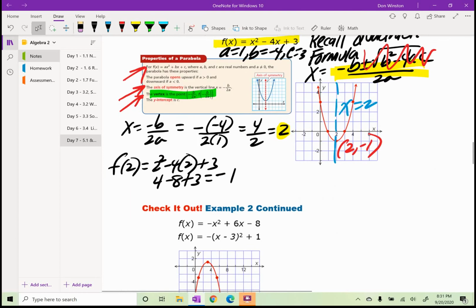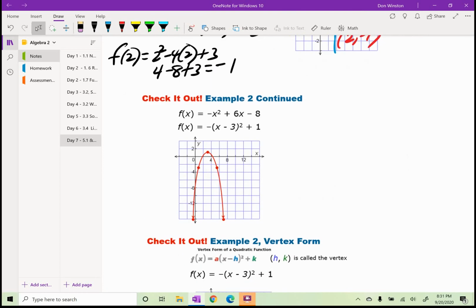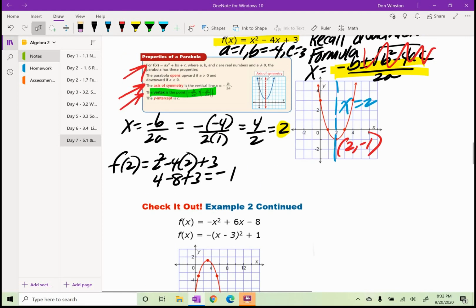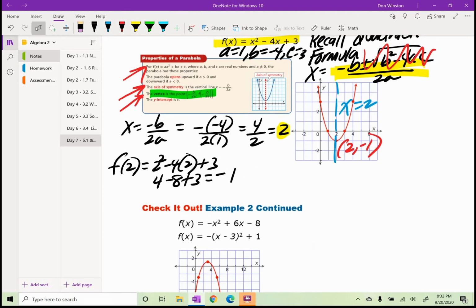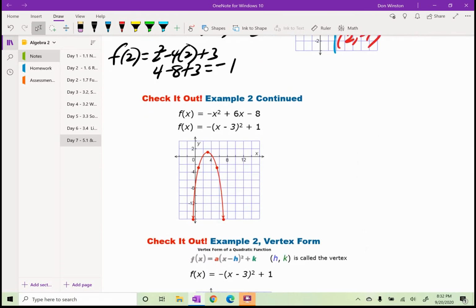Let's go on to some more examples. Here's another example. This graph is sad. Notice that a is negative. Just to go back up here, the parabola opens downward if a is less than 0. So a is negative, it opens downward. It's a sad graph. There you see the vertex form.